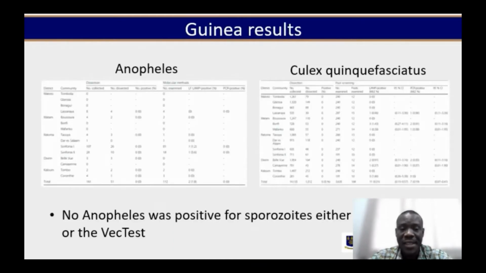The results indicate that while no Anopheles were positive by the sporozoite ELISA or the VEC test, some were positive for W. bancrofti using the LAMP method. Culex mosquitoes collected during the process were also positive for W. bancrofti using both LAMP and PCR.